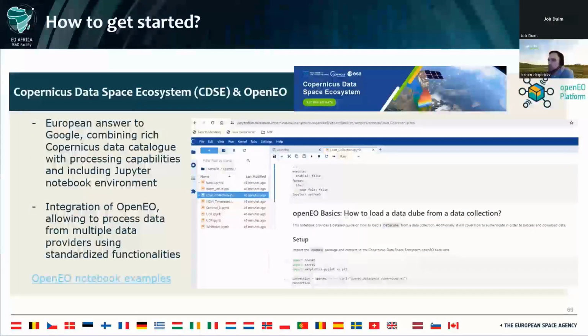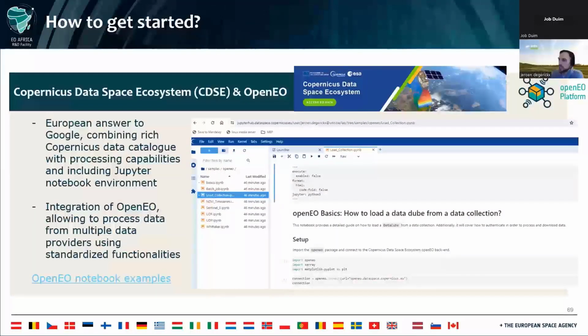Another platform I want to very much highlight is the Copernicus data space ecosystem. This is very new, just launched earlier this year. And it's basically the European alternative to Google. So it combines a very rich data catalog with the processing capabilities. So any user can just create an account on this facility, and you automatically get some free processing credits on a monthly basis, and every month your processing credits are replenished.